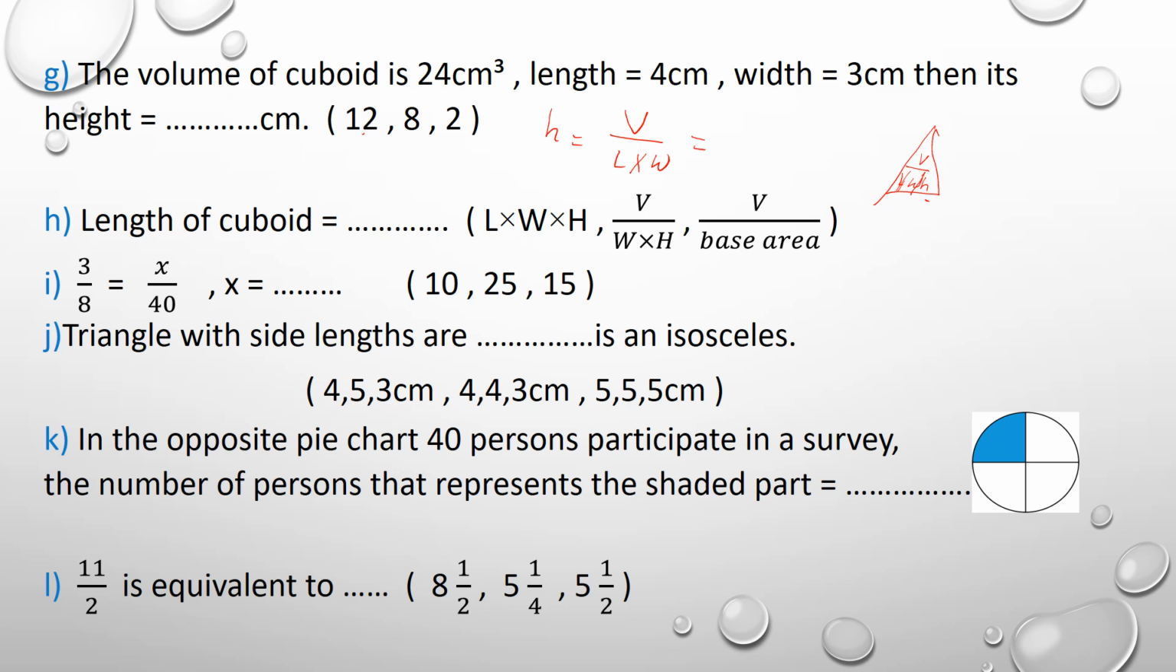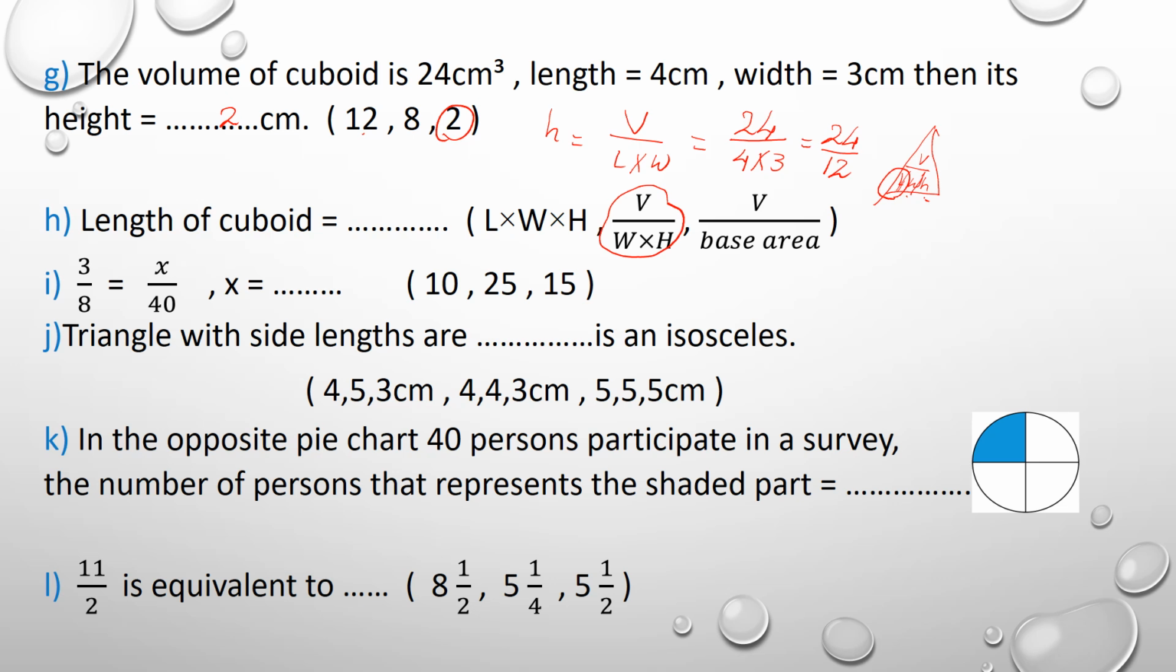So I'm going to write 24 as numerator and 4 times 3 means 24 over 12 equal 2 of course. So it's 2 centimeter. Number H, length of cuboid equal dots. The same rule, length of cuboid here equal volume over width times height. I'm going to choose this one.